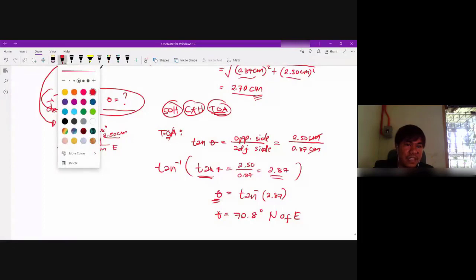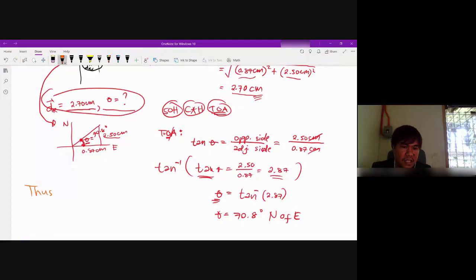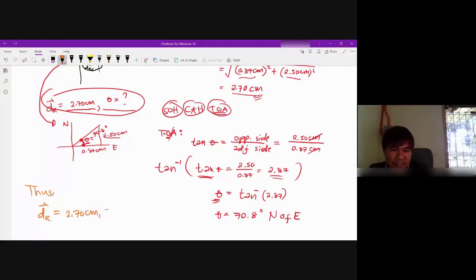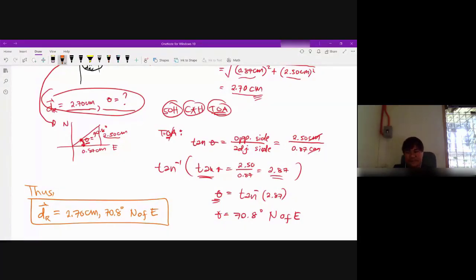So bottom line is, thus, ang imong resultant vector dr has this first form. You have 2.70 cm, 70.8 degrees north of east. There you have it. Nakuha na.